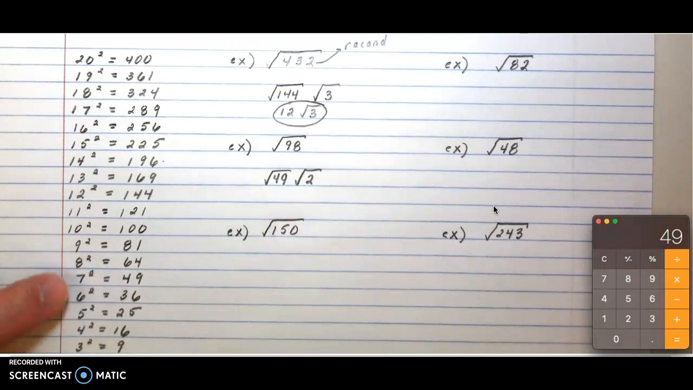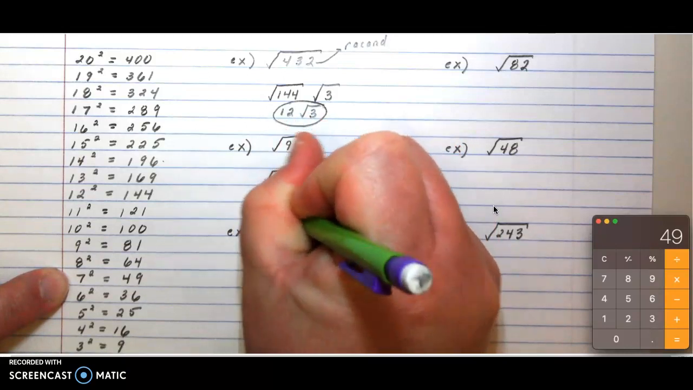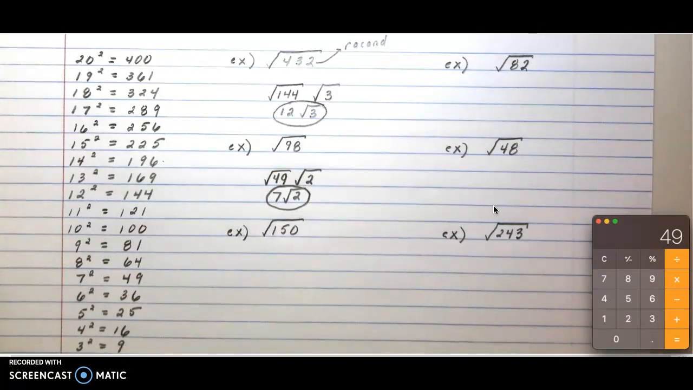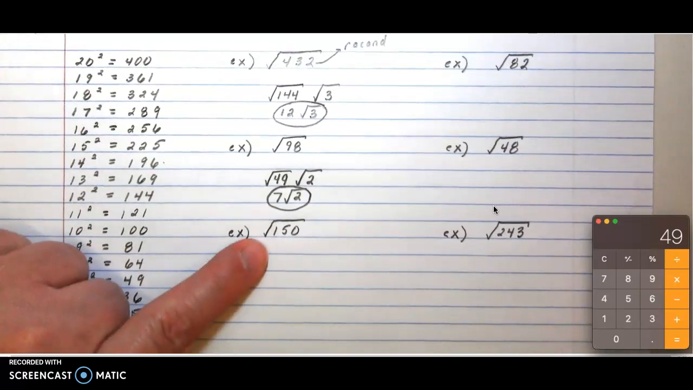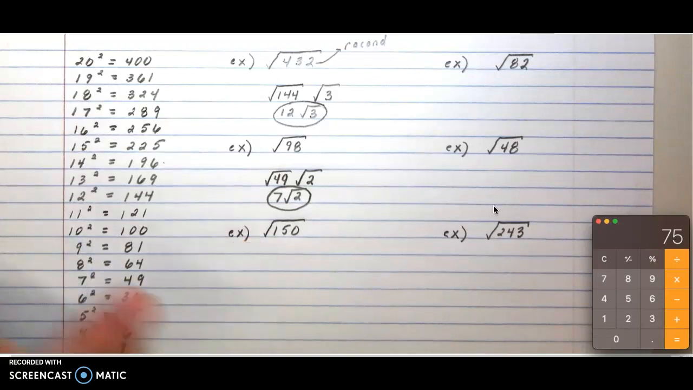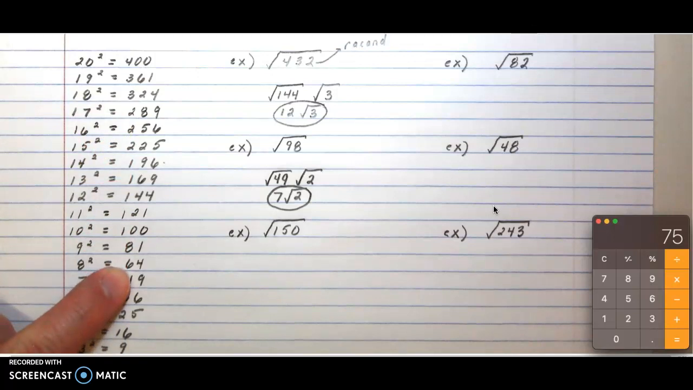And we know root 49 is 7, so our answer is 7 root 2. How about 150? If we do 150 divided by 2, that's 75. So if we look at our list here, the first number under 75 would be 64.